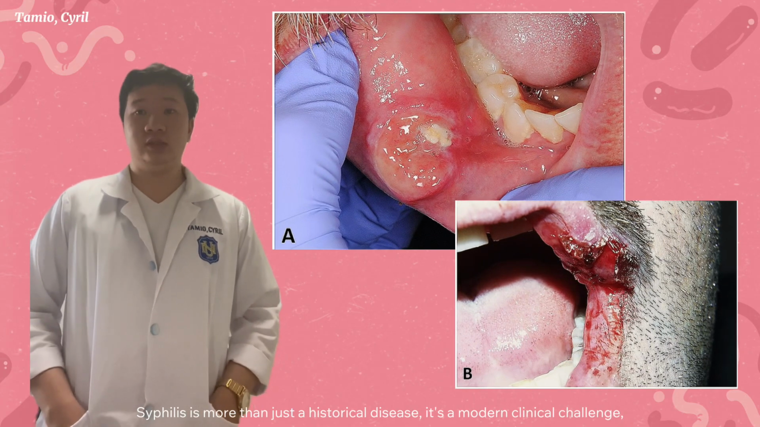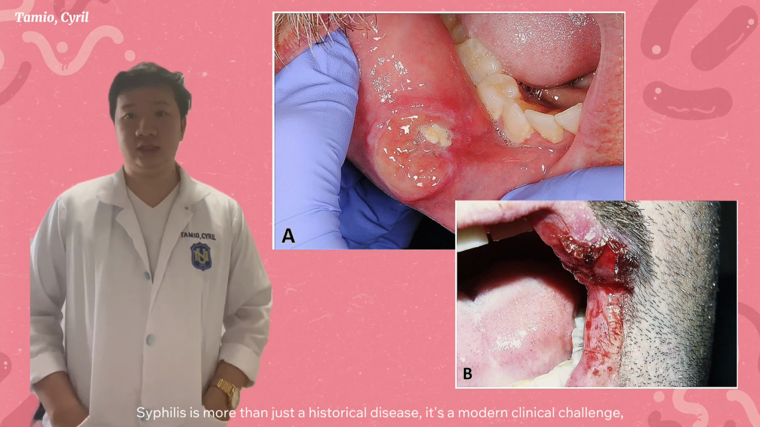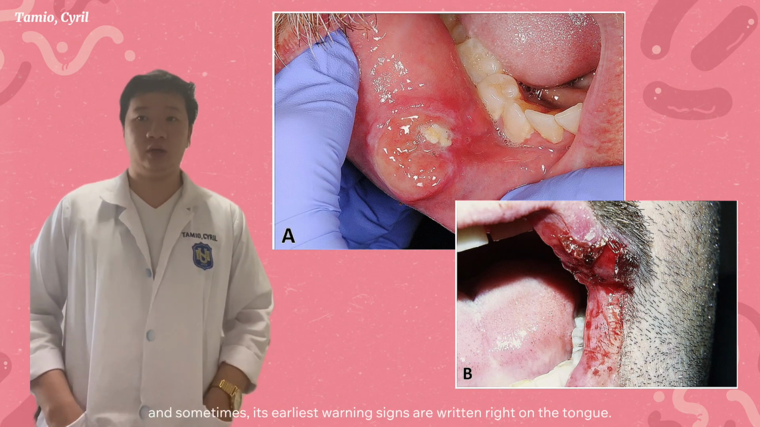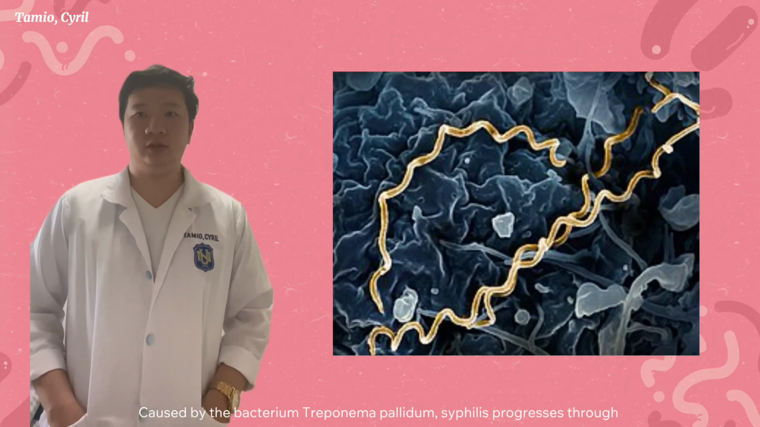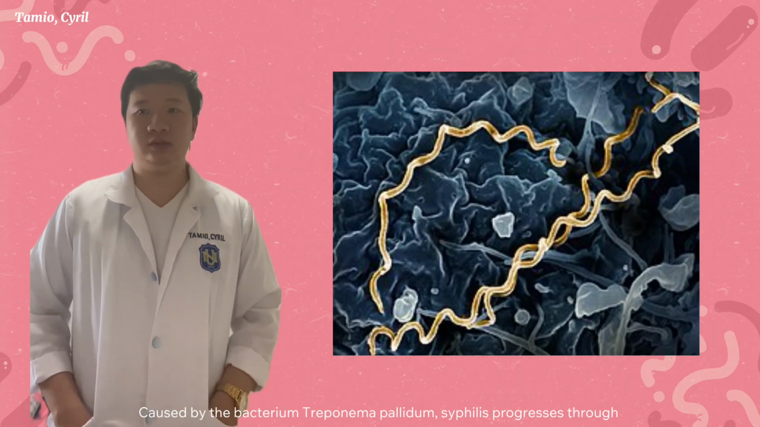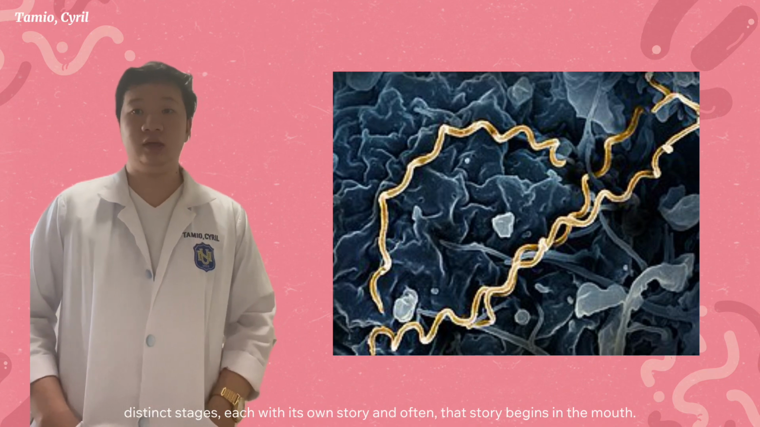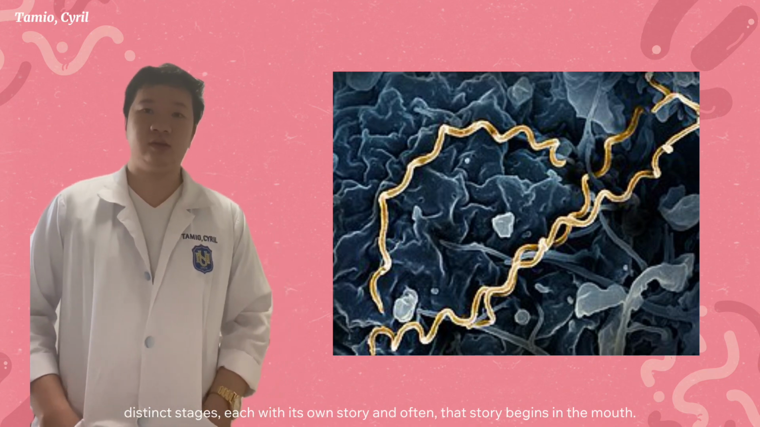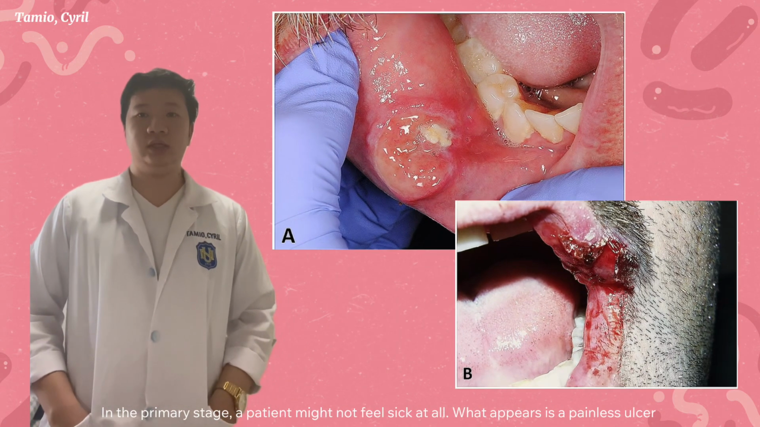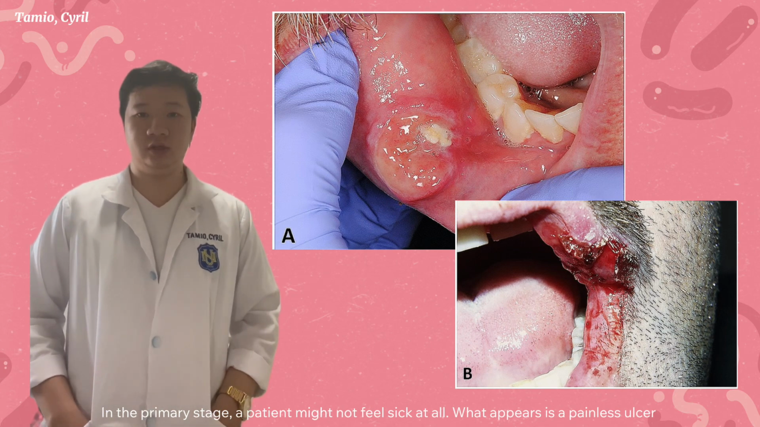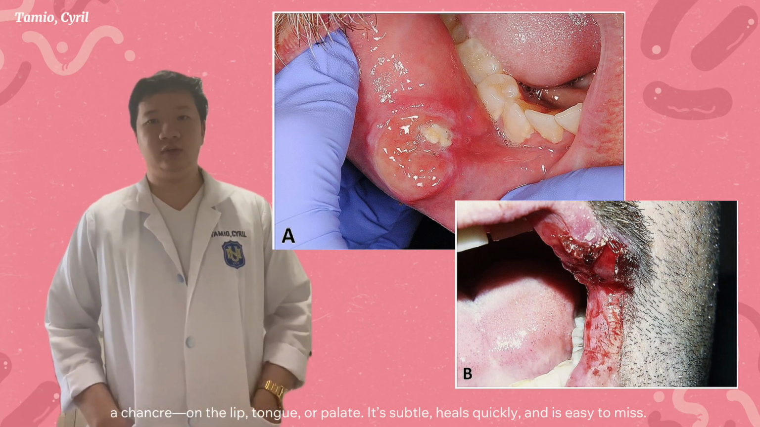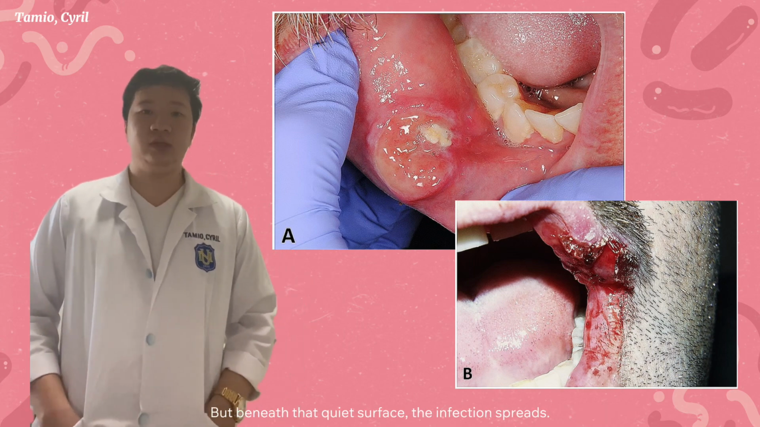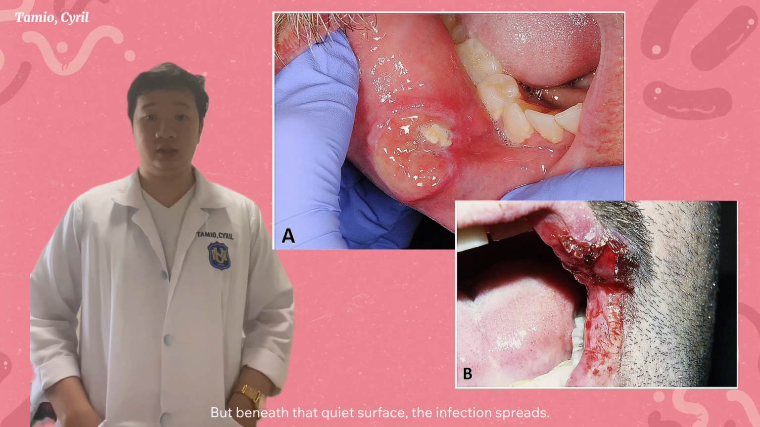Syphilis is more than just a historical disease, it is a modern clinical challenge, and sometimes its earliest warnings are written right on our tongue. Caused by the bacterium Treponema pallidum, syphilis progresses through distinct stages, each with its own story which begins in the mouth. In the primary stage, a patient may not feel sick at all. What appears is a painless ulcer, or chancre, on the lip, tongue, or palate. It is subtle, heals quickly, and is easy to miss. But beneath that quiet surface, the infection spreads.